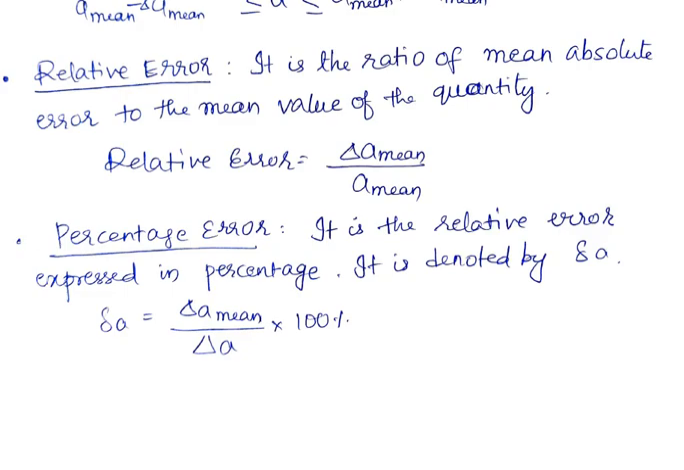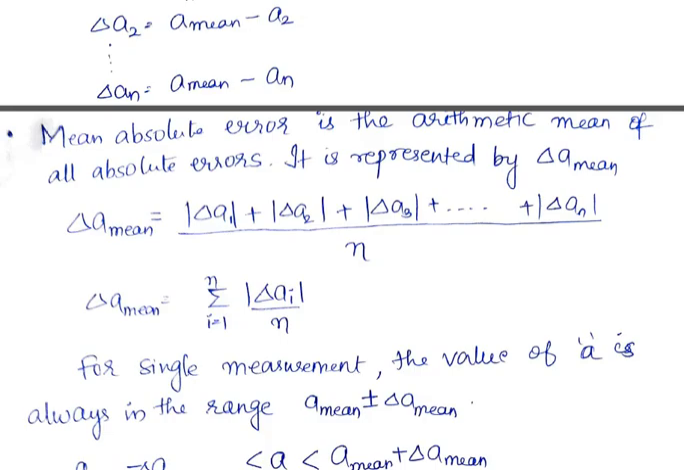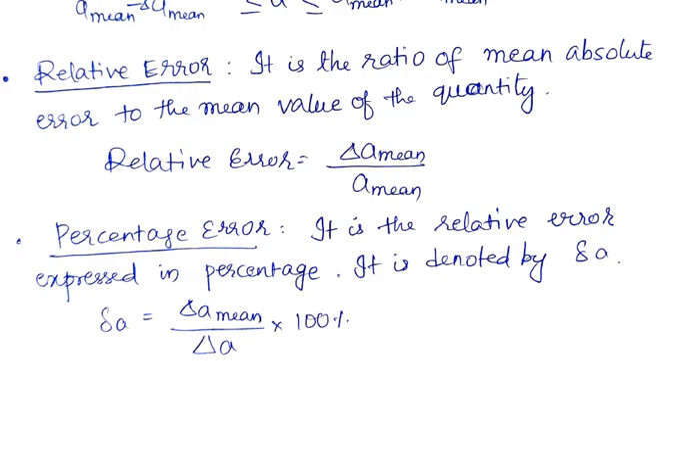So in continuity with this, what is relative error? We are relating any error to the true value. So it is the ratio of mean absolute error to the mean value of the quantity. What is the mean absolute error? Just now we found delta A mean is the mean absolute error, divided by what? The true value. What is the true value? First we found A mean, that is the true value. So relative error is the ratio of delta A mean by A mean.